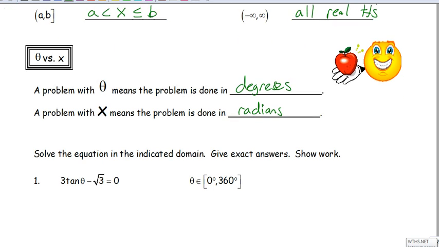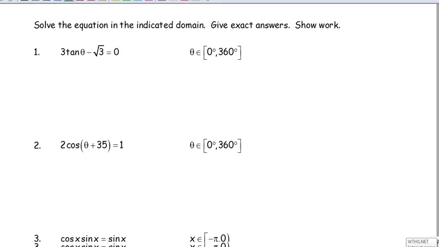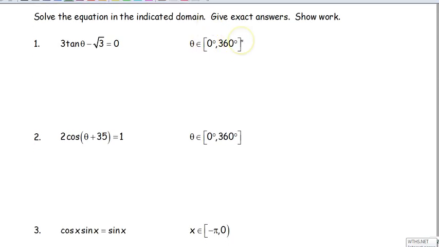So, this is kind of like trig chapter 1 where you have to solve, except there's a little bit extra to it. Alright, so let's think about this. Solve the equation in the indicated domain, give an exact answer, and show work. So right away, let's look at the domain. It says that we're between 0 and 360, including 0 and 360.